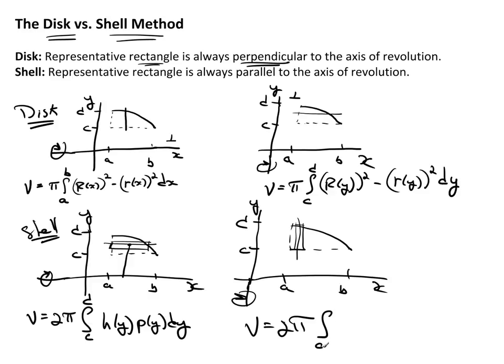So this is going to be integral now from A to B. And you notice that in this case, this midpoint, what I'm thinking of as P, is going to be in reference to x. So it's going to be P of x, and the height of this will be a function of x. And again, if I revolve around the y-axis, this rectangle is parallel to the axis that I'm revolving.